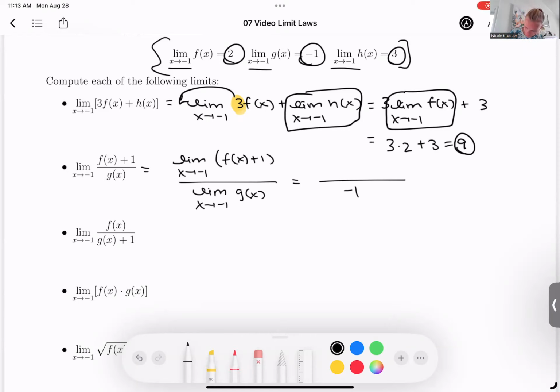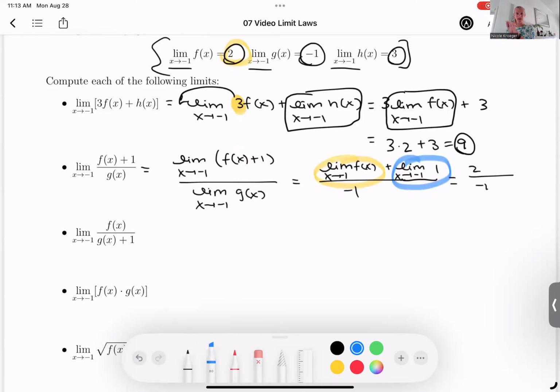So if I break that addition up using limit law number 1, I have the limit as x approaches -1 of f of x plus the limit as x approaches -1 of 1. So this piece here is 2. And then this piece here, that's where we have just a constant all by itself inside of a limit. That's where we use limit law number 6. That tells us I'm just going to get the 1 out. So I get 2 plus 1. So that gives me 3 over -1, which is -3.